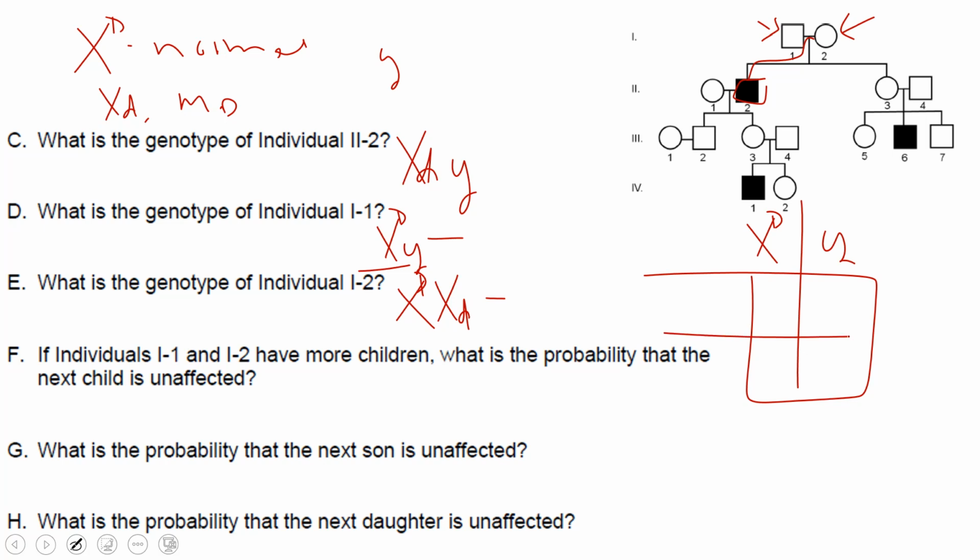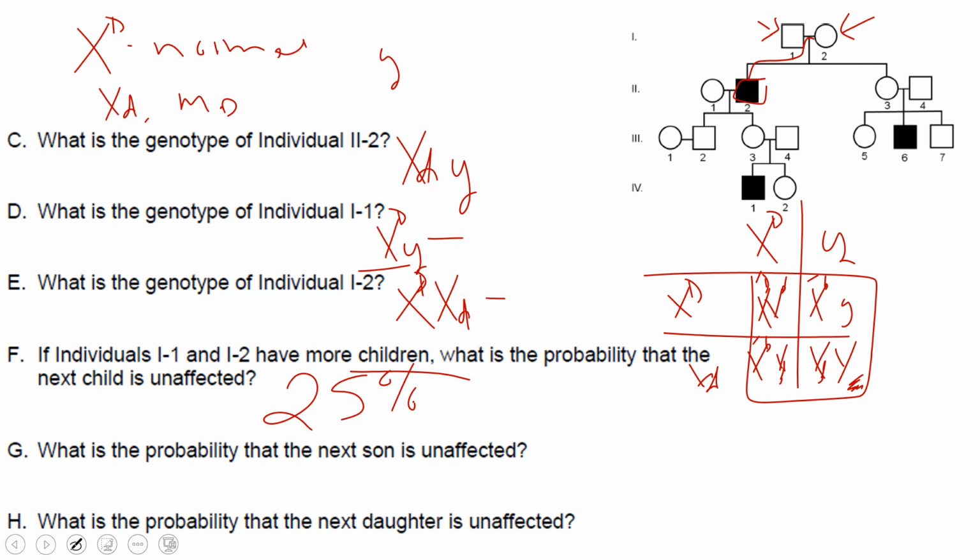So we put him here, and carrier mom here, and fill it in. Okay, so normal, normal, normal carrier, diseased. So more children doesn't care about the sex, 25% chance they have a kid with muscular dystrophy. What's the probability that the next son is affected? These are the sons, not affected, affected, so 50-50 shot when it comes to boys.